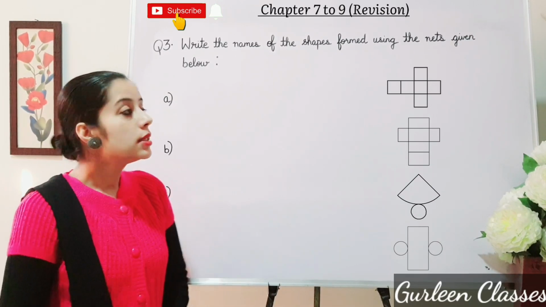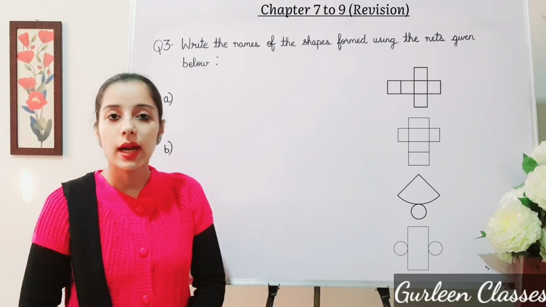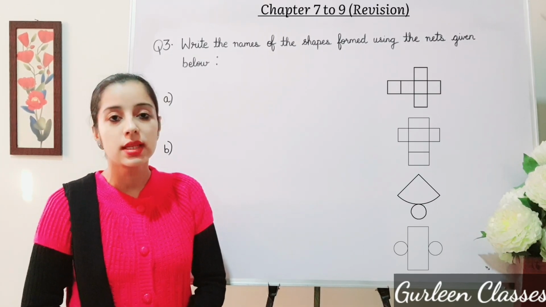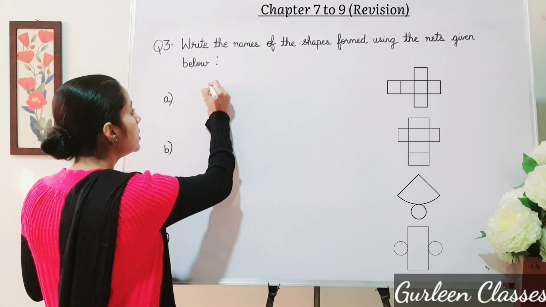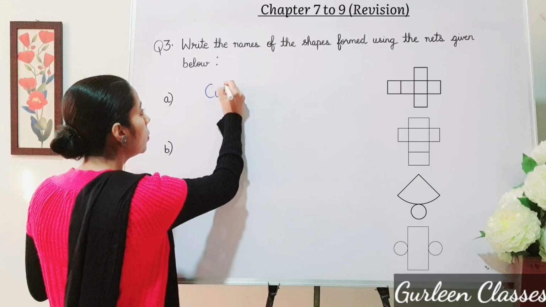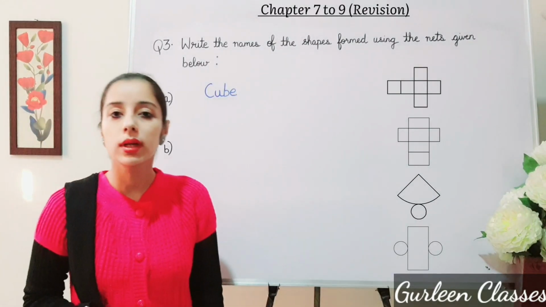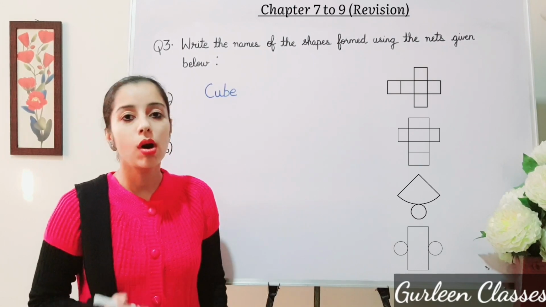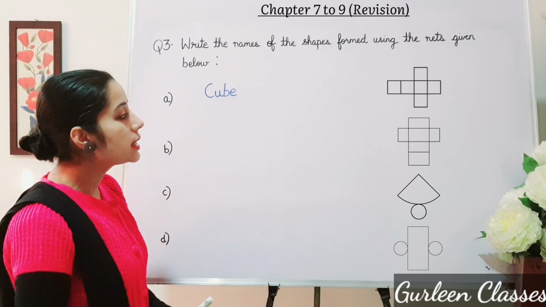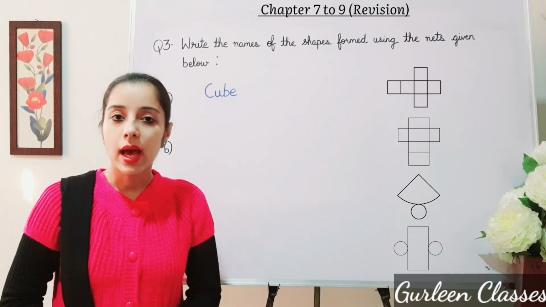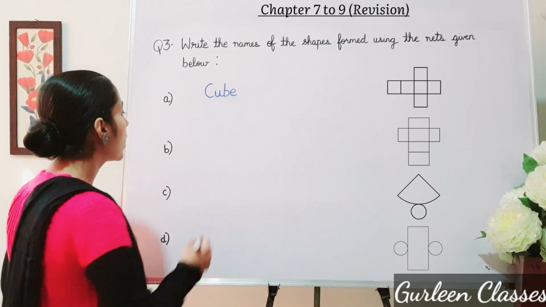A part, so you can see all the faces are square in shape and in total there are 6 faces. So which shape is this? Cube. So right here C-U-B-E, cube. In a cube total there are 6 faces and all faces are square in shape. Now B part, you can see all faces are rectangles, so it is cuboid.